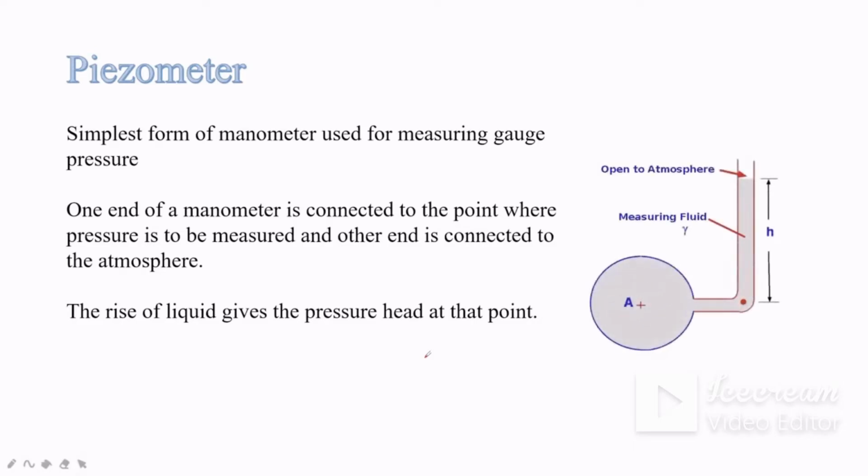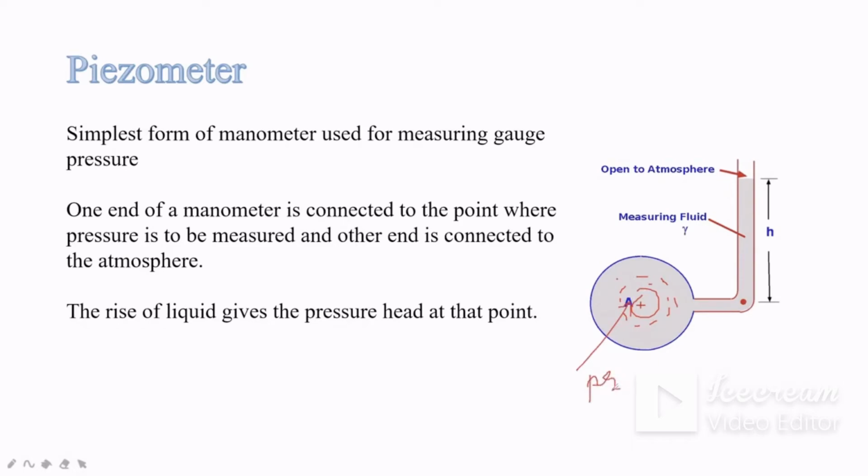One end of the manometer is connected to the point. So this is the system where we need to find the pressure, this point A. At the centroid, this is the point A where the pressure is to be measured.